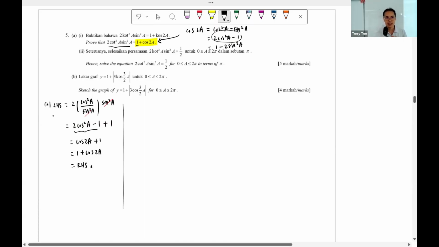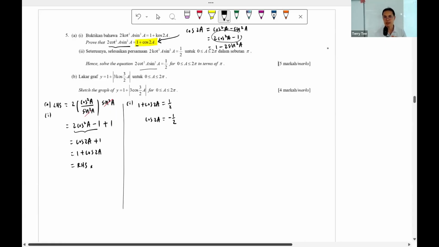Okay, that is part (a)(i). Okay, (a)(ii), hence solve this equation. To solve this equation, we use the result from part (a). So from part (a), you already have this whole thing equals 1 plus cos 2A. You let it be half. So the half and 1 you subtract, you get negative half. All right. And from here, I want to solve this.